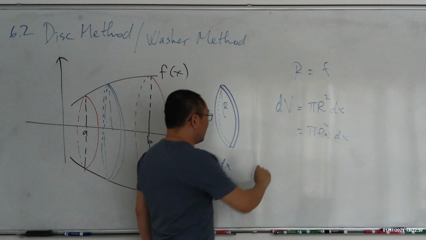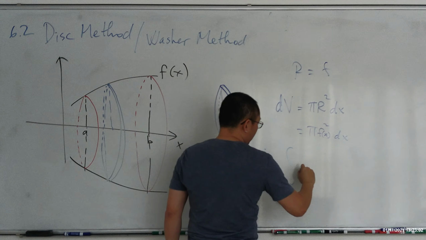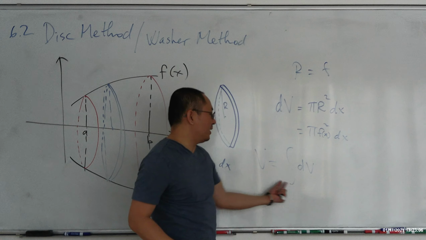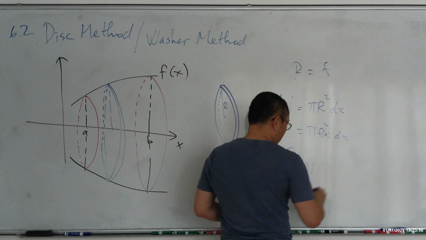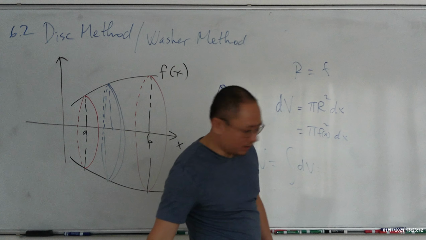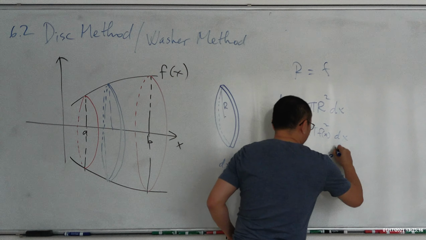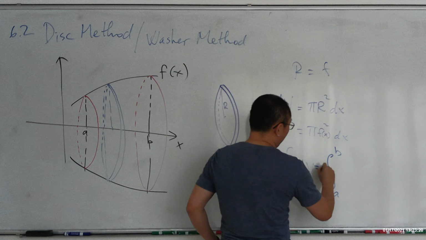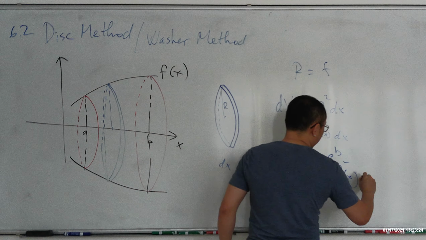Now you want to add all the volume together. V is the sum of all the little v. This notation is just really adding all the little volumes together, which becomes the integral from a to b. Pi is a constant, so it's okay for me to bring it outside. So pi times the integral of f of x squared dx.